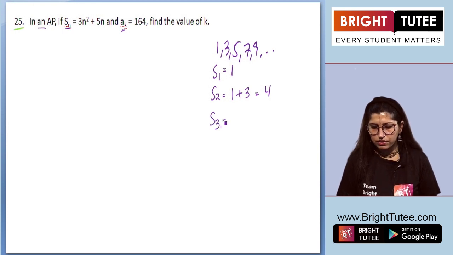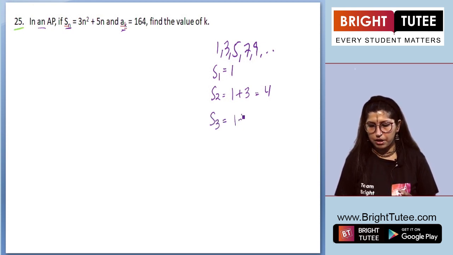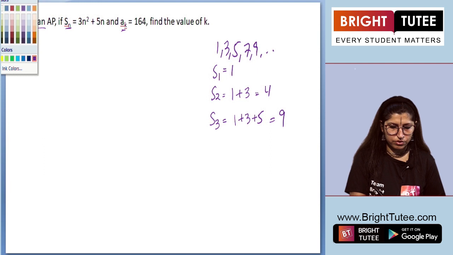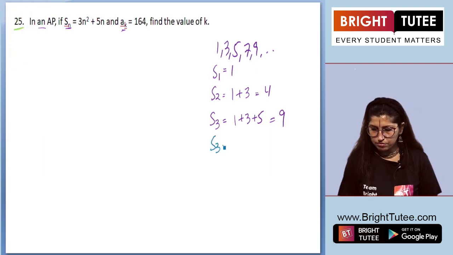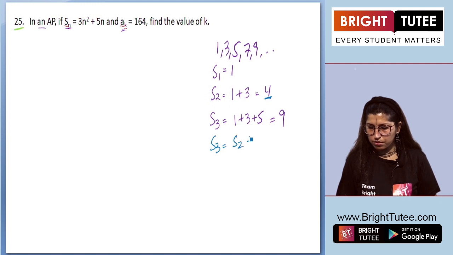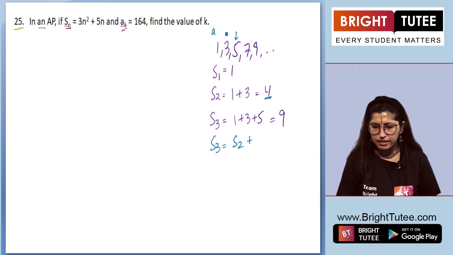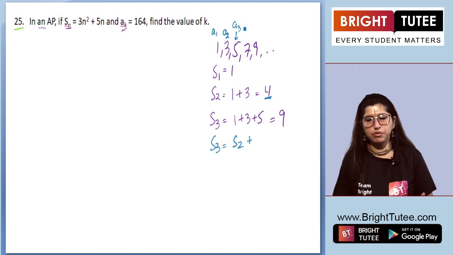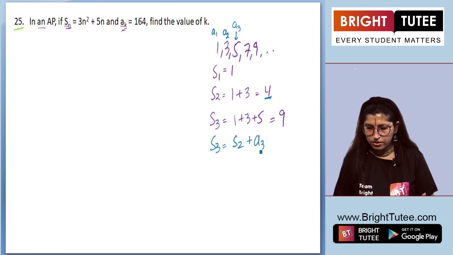How about S3 now? So 1 plus 3 plus 5, which is 9. Or I can write S3 as S2 plus 5. That means we call it A3, because 5 is A3 which we have. We call it A1, A2, A3 and so on, right? We used to do that only.